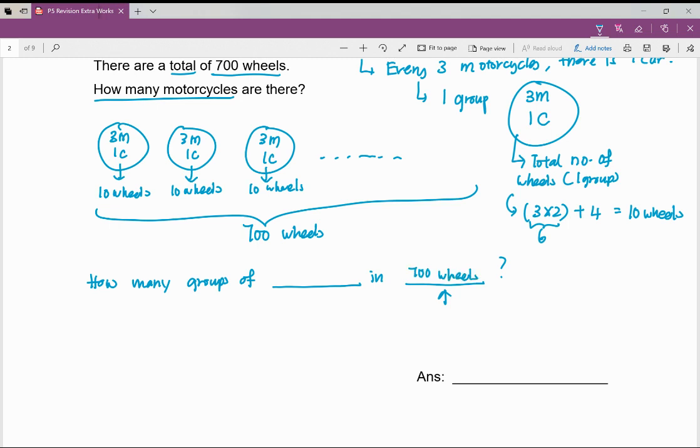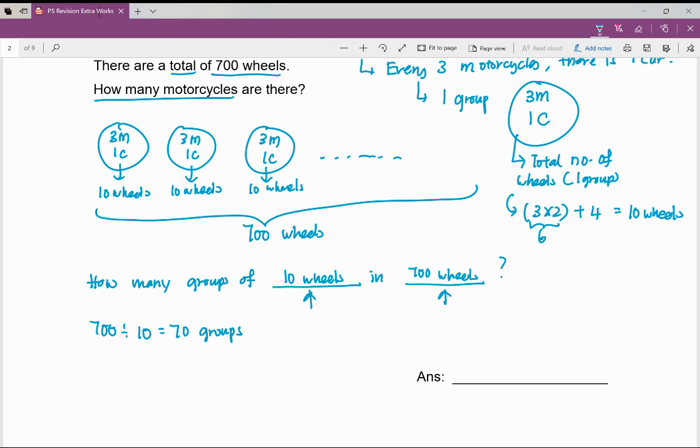here we're going to put this in. That means this front one must also be the total number of wheels in one group, which is actually 10 wheels. So these groups of 10 wheels will make up the 700 wheels. Okay, so I want to find how many groups there are. So I'll take 700 divide by 10, and that will translate to 70 groups. Okay, 70 groups. So the question here they want to find is how many motorcycles are there?